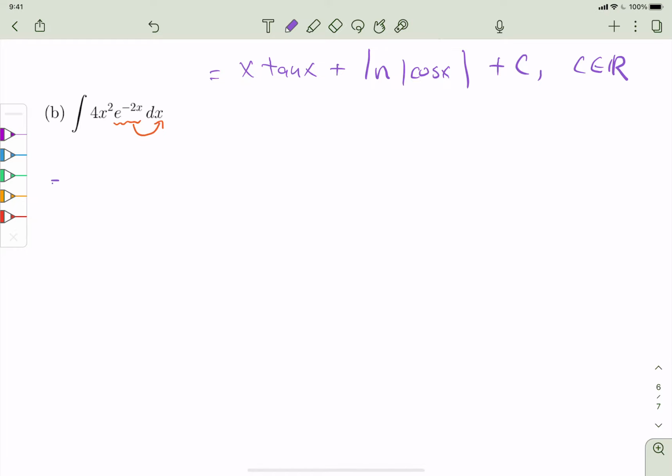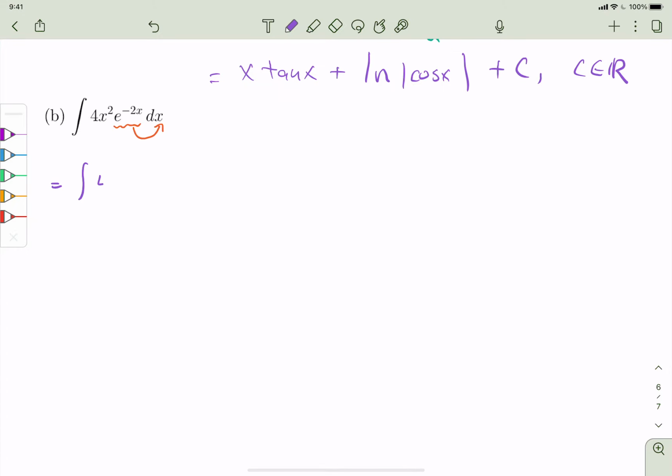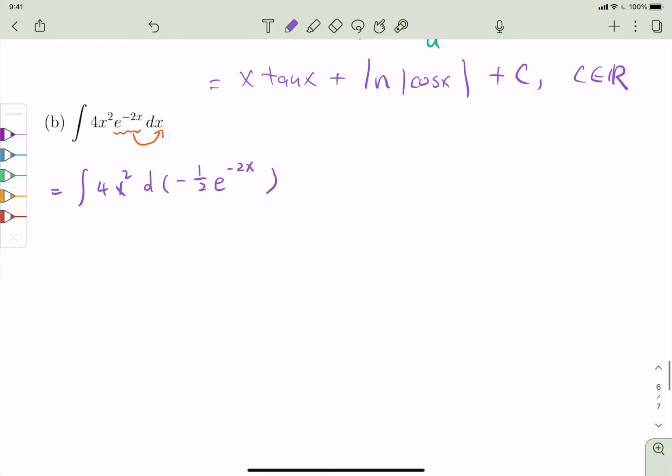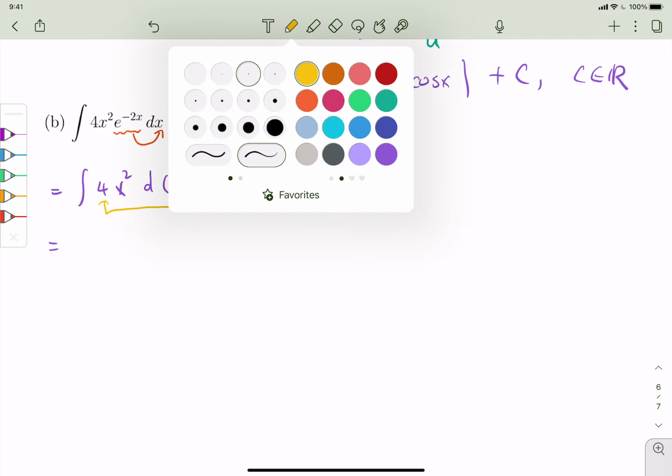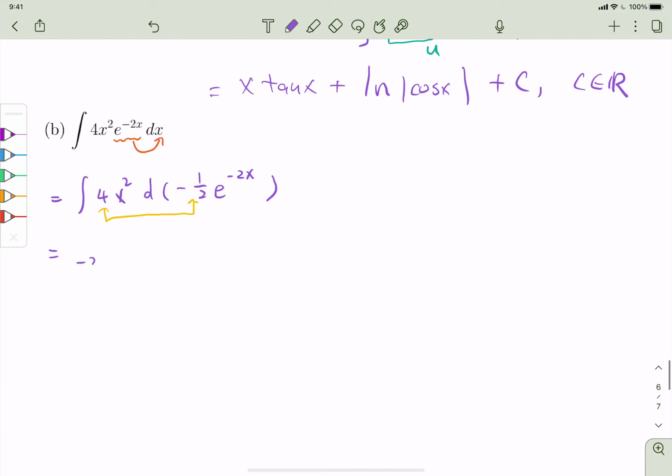And the only way to know the correct choice is by trying. Just continue to try. And now we have 4x squared d of negative 1 over 2 e to the negative 2x. That is the integration of that thing we put into the differential sign. Now we take care of the coefficients, cancel out this 4 and this negative 1 over 2. Okay, take care of them. Now we have negative 2x squared d e to the negative 2x here.